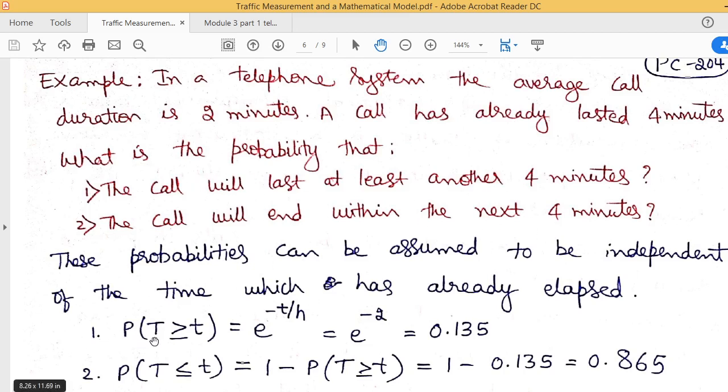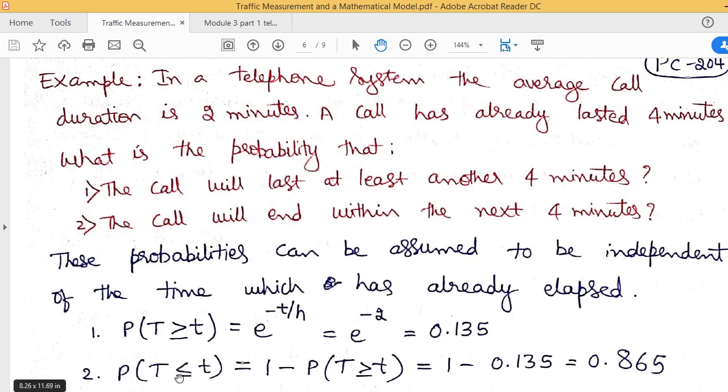So first let us calculate the probability of call duration greater than or equal to 4 minutes, that is P of t greater than or equal to t is equal to e power minus t by h. Right now they have given t as 4 minutes, and we know the average holding time, or average call duration, is 2 minutes. So this is equal to e power minus 4 by 2, which is e power minus 2, and this will be equal to 0.135.